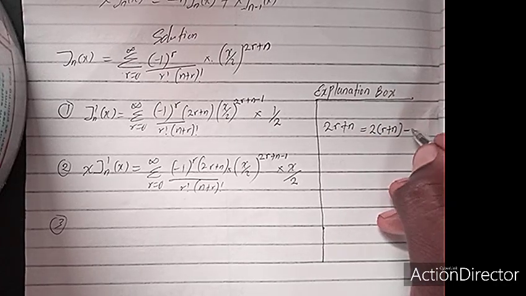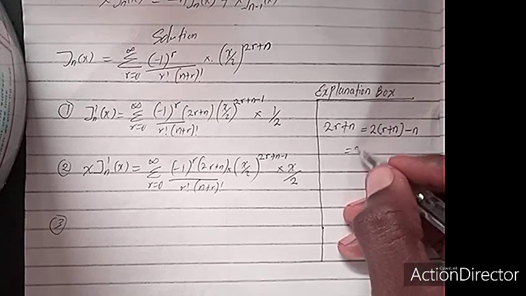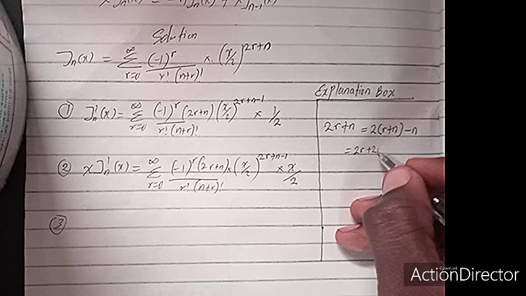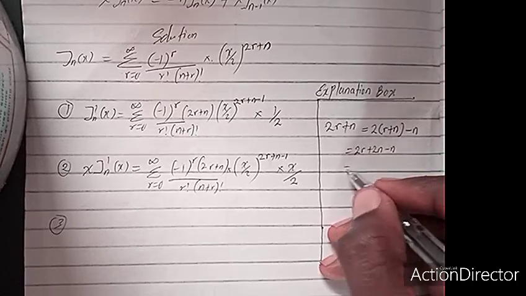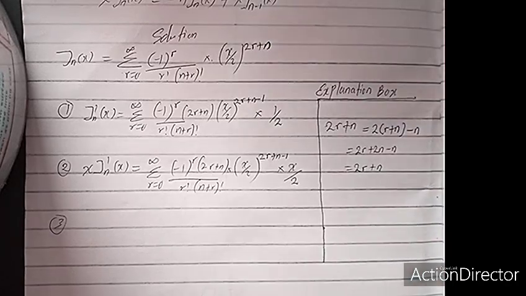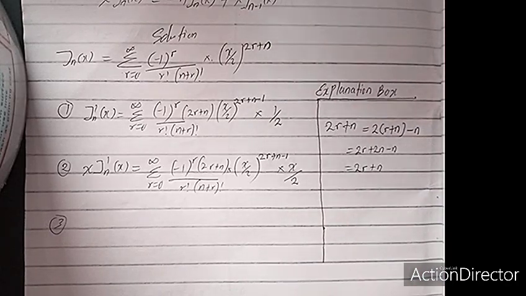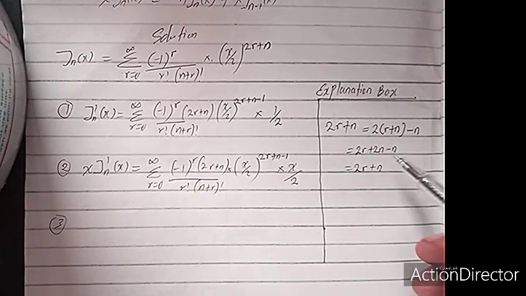I'll now say minus n. I'll subtract n from it. Now let's check. Open up the bracket. You will see 2r plus 2n minus n, which is the same thing as 2r plus n. Are we good? You see that this and this, they are equal. So now we'll bring that into this bracket, but we are going to write it as minus n plus 2 into bracket r plus n for convenience sake.